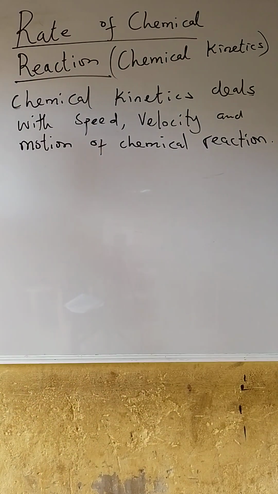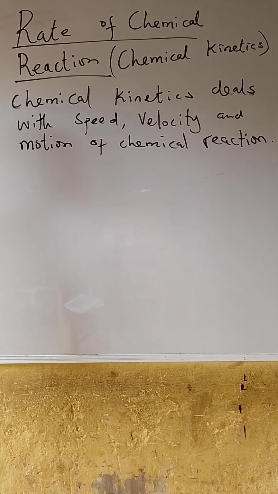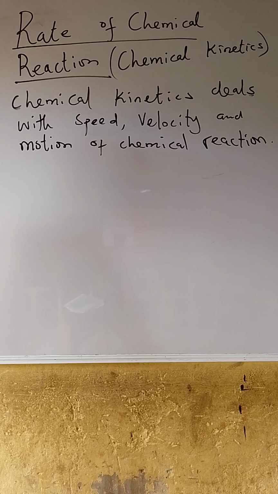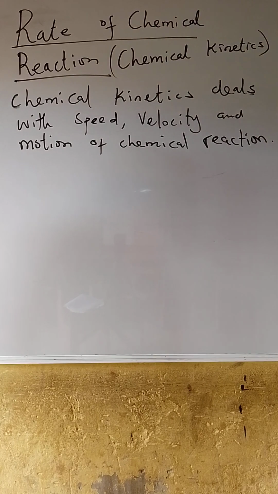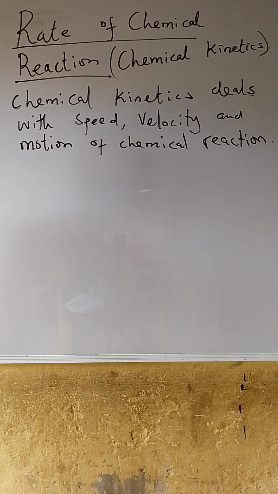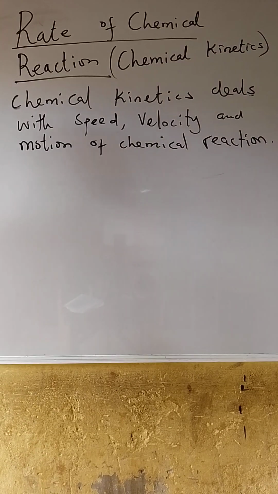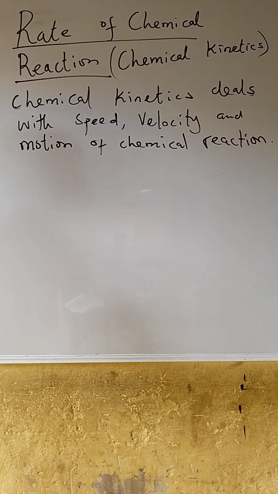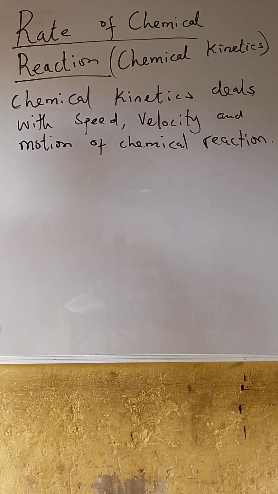When we are talking about chemical kinetics, we are talking about the speed or the velocity or the motion at which a chemical reaction occurs. Now, for a chemical reaction to occur, it must be accompanied by what? Energy.